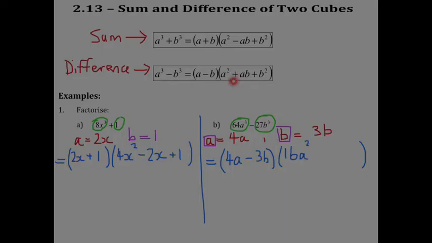Formula then says put down a plus, and then you need to times the a and the b values together. Well, my a and b values are 4a and 3b. 4a times 3b, 4 times 3 is 12, so you get 12ab.